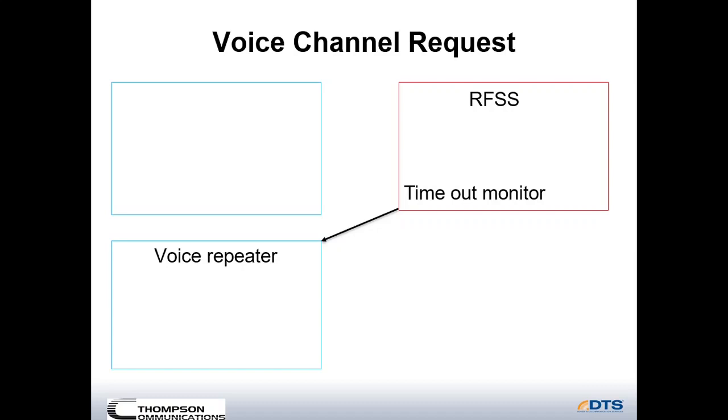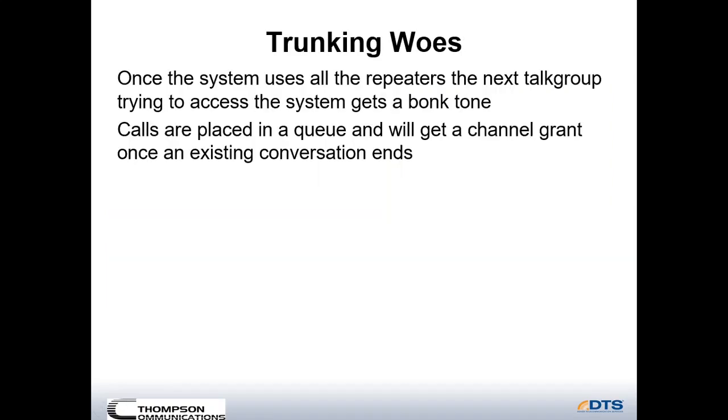in the pool. The system uses two methods to monitor the voice repeater to know when to bring it back into the pool. Transmission trunked means as soon as the radio unkeys, the repeater is put back in the pool. Message trunked lets the repeater stay keyed up for a few seconds, called hang time, expecting a response from another unit. Even though trunking has many advantages, it also comes with its own set of woes.